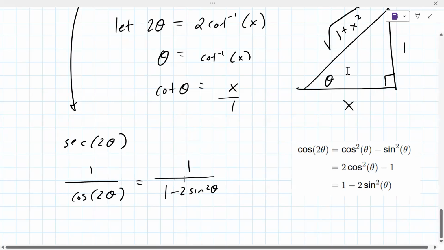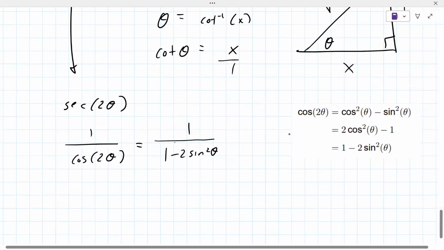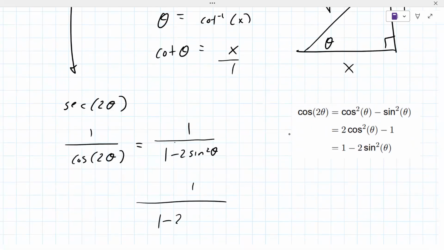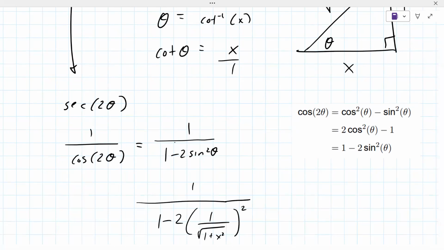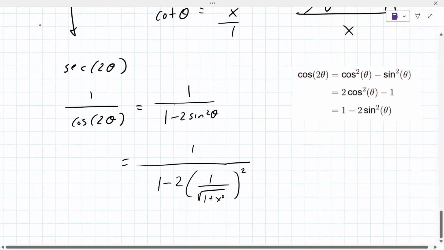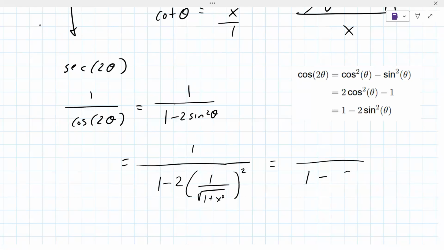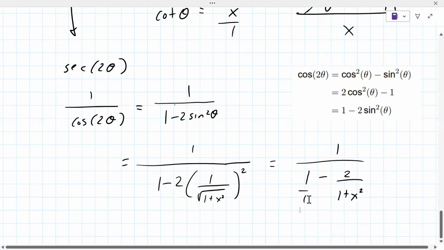So sine theta is 1 over root 1 plus x squared. So you get 1 over 1 minus 2 times 1 over root 1 plus x squared, squared. And then we're making some progress here. And it's closer to what your answer probably looks like in the book or sheet you got. So it's 1 minus 2 over 1 plus x squared with a 1. Then you make a common denominator of 1 plus x squared here.